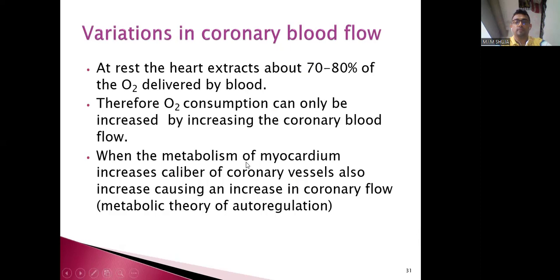When the metabolism of the myocardium increases, because of the metabolites there is vasodilation of the coronary blood vessels. So it increases the caliber of the coronary blood vessel. So the diameter increases, and more blood goes into the heart. That we call the metabolic theory of autoregulation.